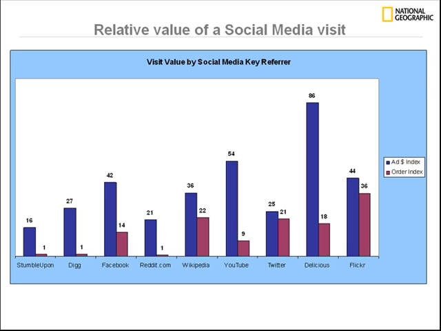If we wanted to promote commerce, maybe we can look more at Twitter. They seem to be, this graph is showing 20 times more likely to order than a visitor from StumbleUpon or Digg.